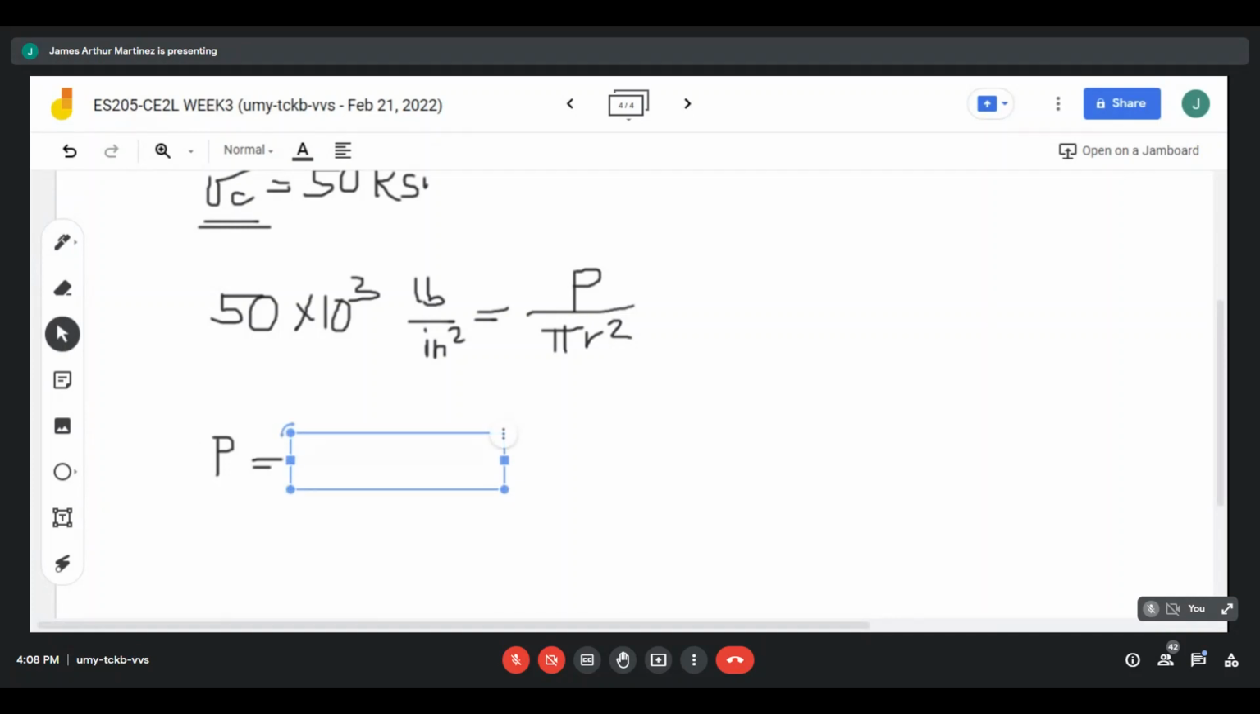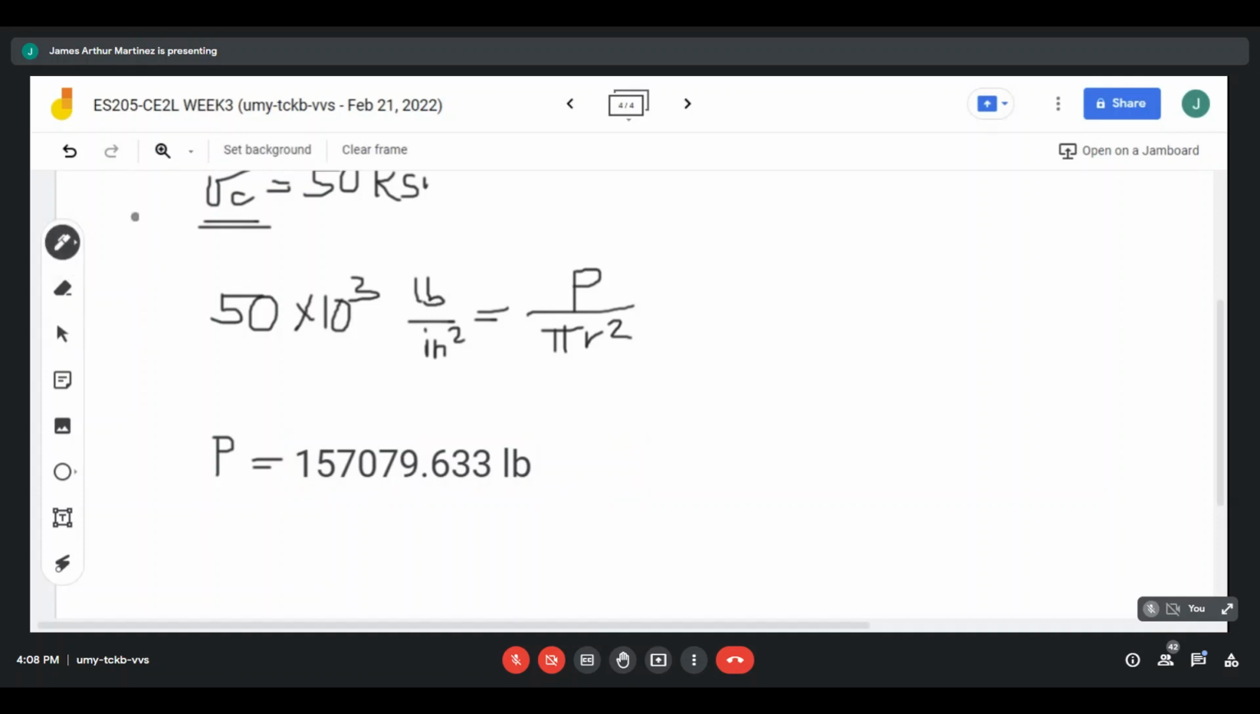Therefore, we will have an equation for force P: 50 times 10 to the power of 3 times pi, which gives 157,079.633 r squared pound force. So we expressed P in terms of the radius.